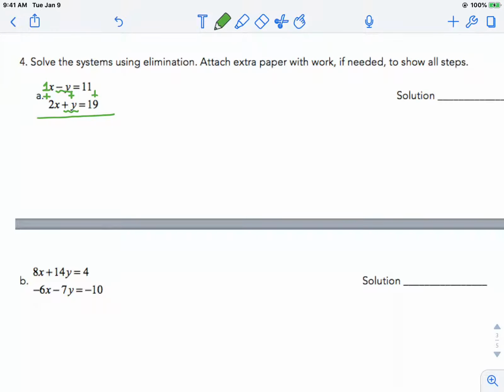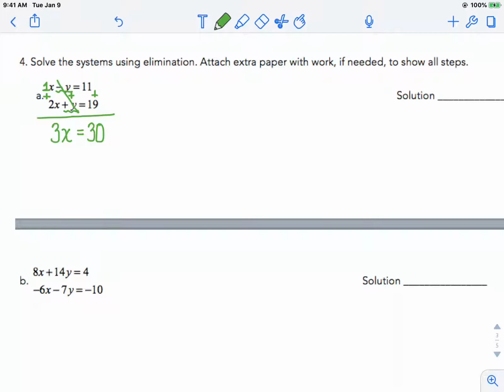So adding this set will eliminate a variable. 1x plus 2x would give me 3x. Opposite of y plus y would give me 0 y's. They've eliminated. 11 plus 19 gives me 30, and continue solving. Once you have the x value, then you need to go back to either one of those equations to get the y. In letter B, again, pause the video where you want to make progress on the problem you're doing.